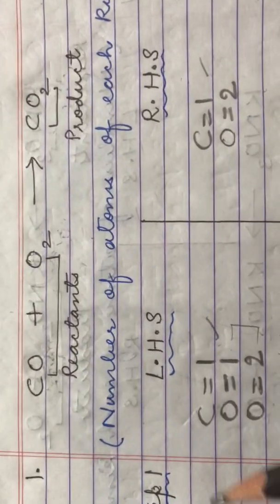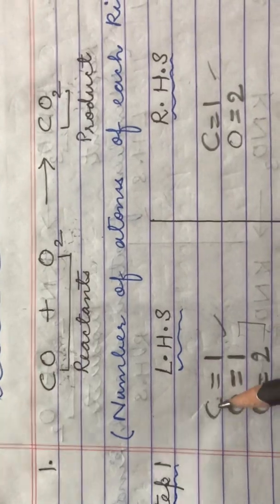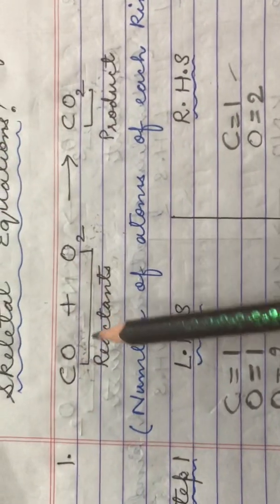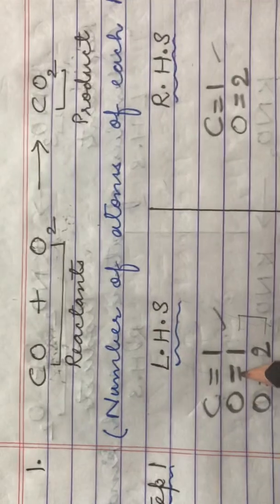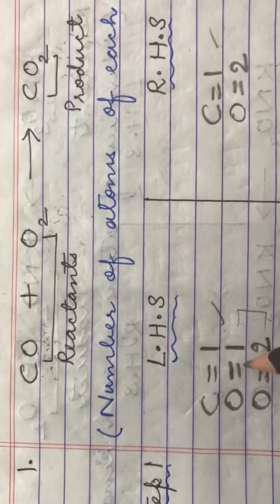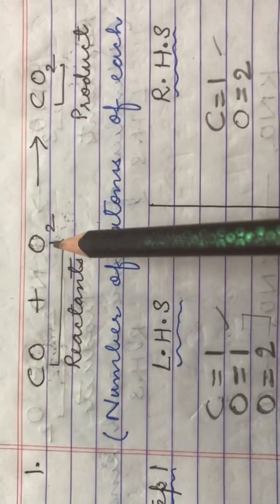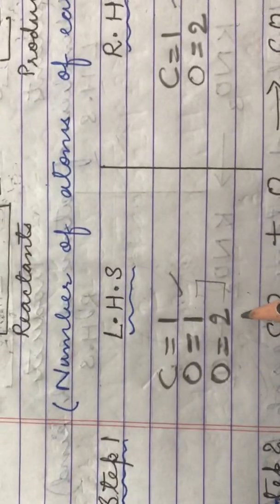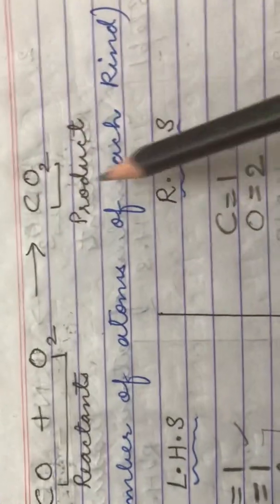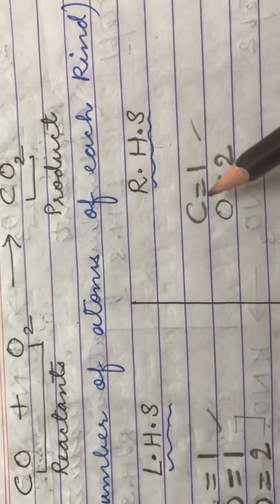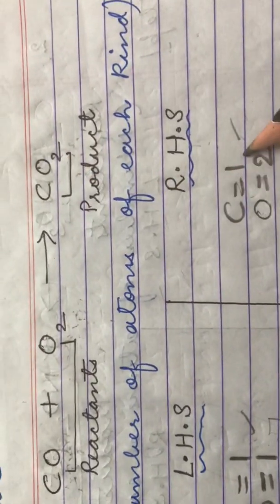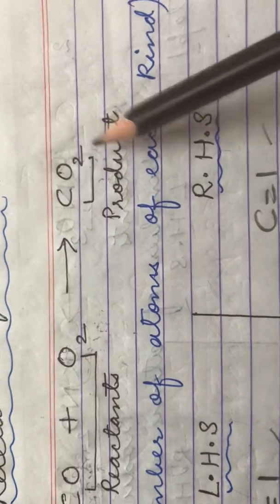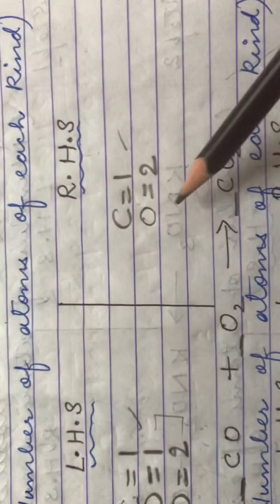So first we write the number of carbon atoms on the left hand side, which is 1. So we write only the symbol C, which is 1. Oxygen atom in the first molecule, so we write O first for the first molecule. Number of oxygen atoms is 1 in the first molecule. Then we write O again for the second molecule, and the number of atoms of oxygen in the second molecule is 2. So we write O is equal to 2. Now on the right hand side we again write C, number of carbon atoms on the right hand side is 1. Number of oxygen atoms on the right hand side is 2. So we write O is equal to 2.